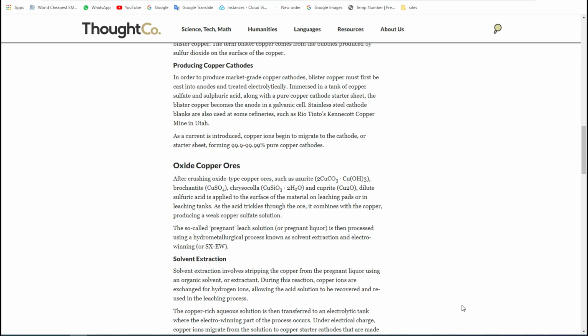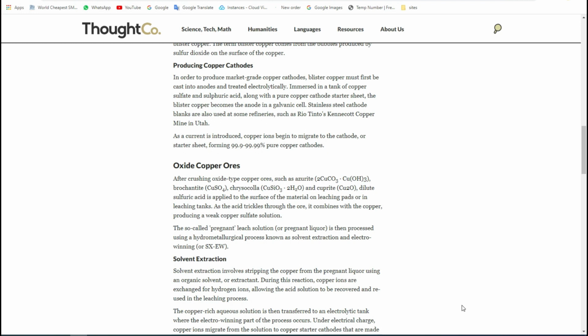In order to produce market grade copper cathodes, blister copper must first be cast into anodes, treated electrolytically, and immersed in a tank of copper sulfate and sulfuric acid. Along with the copper cathode starter sheet, the blister copper becomes the anode in the galvanic cell. Stainless steel cathode blanks are also used at some refineries, such as the Rio Tinto Kennecott copper mine in Utah. As the current is introduced, copper ions begin to migrate to the cathodes or starter sheet, forming 99.99% pure copper cathodes.